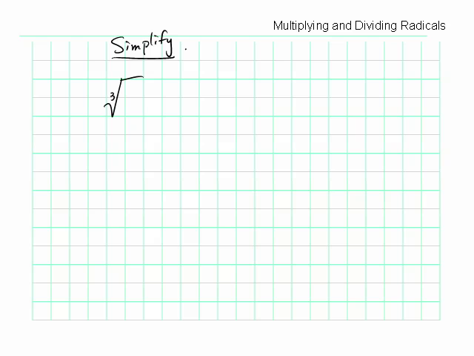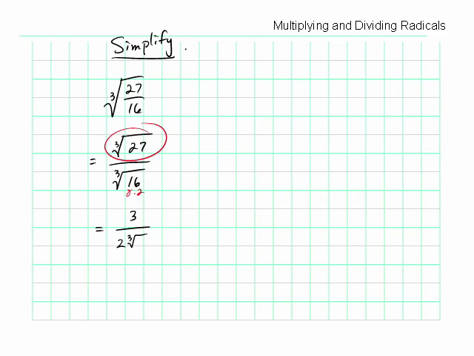Cube root of 27 over 16. Using the quotient rule, I can write this as the cube root of 27 over the cube root of 16. I'll simplify each radical first. We know that the cube root of 27 is exactly 3. And a perfect cube in 16 is 8, 8 times 2. So cube root 16 is 2 cube root 2.